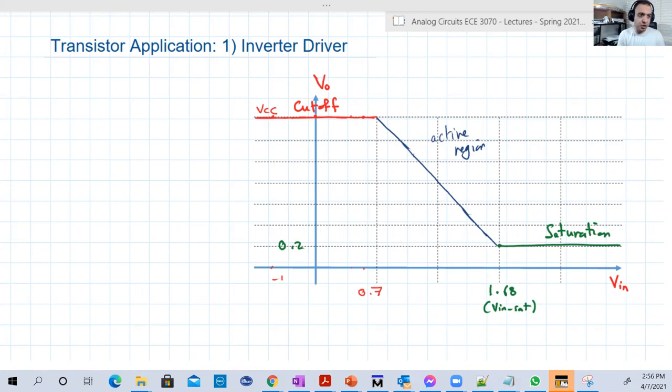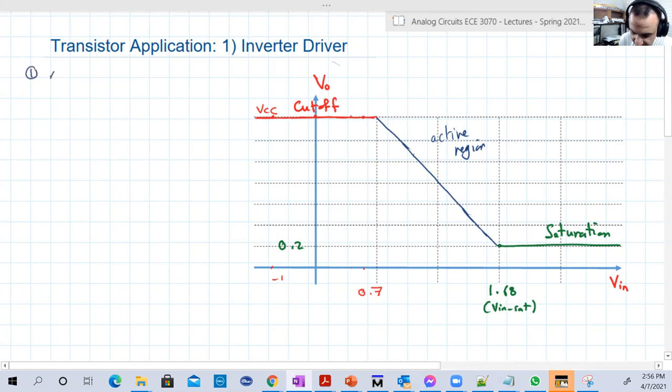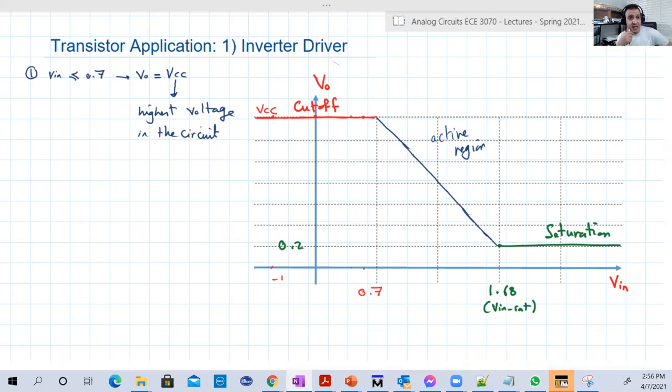Let's start first with the cutoff region and the saturation region, because they are very interesting, as we're going to see now. So look at the cutoff region, the red one here, okay? You will notice that whenever the input is less than 0.7, smaller than or equal, of course, the output is fixed, constant, equal to VCC. And VCC, remember, is the highest voltage in the circuit. For example, in the circuit we just solved and found the transfer characteristic for, it was 10 volts. Good.